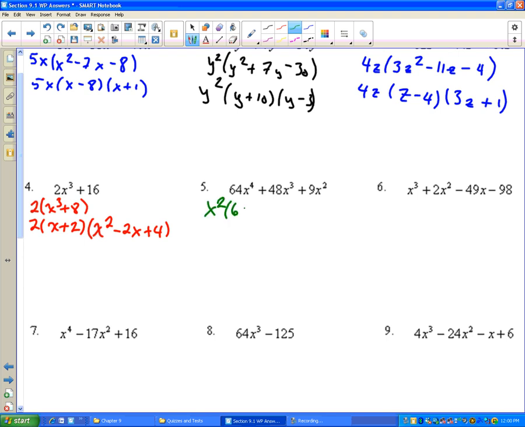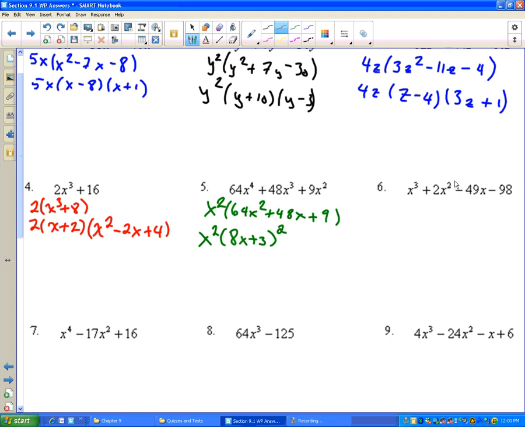Number 5, I can pull out an x squared. That leaves me 64x squared plus 48x plus 9. 64 is a perfect square. So this is 8x plus 3, squared. 8x squared is 64x squared. 3 squared is 9. 8 times 3 is 24. Doubled is 48. So this is fully factored.